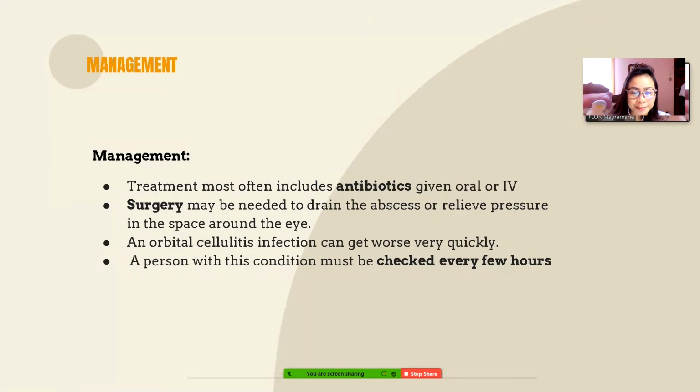For management, treatment most often includes antibiotics given orally or IV. Surgery may be needed to drain the abscess or relieve pressure in the space around the eye. An orbital cellulitis infection can get worse very quickly, so a person with this condition must be checked every few hours. That's all. Thank you.